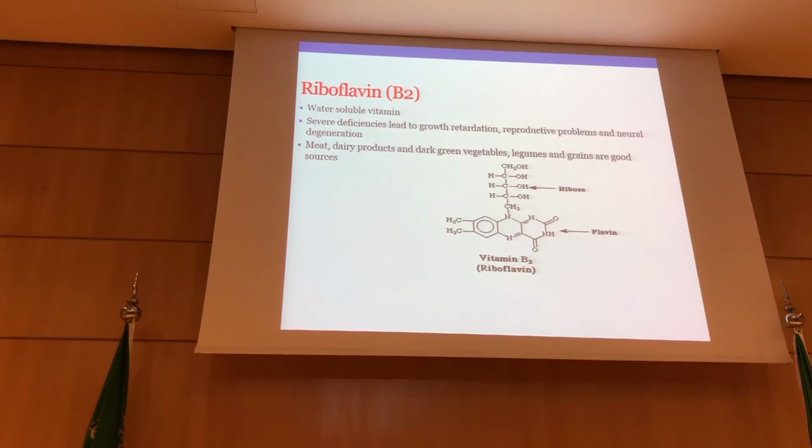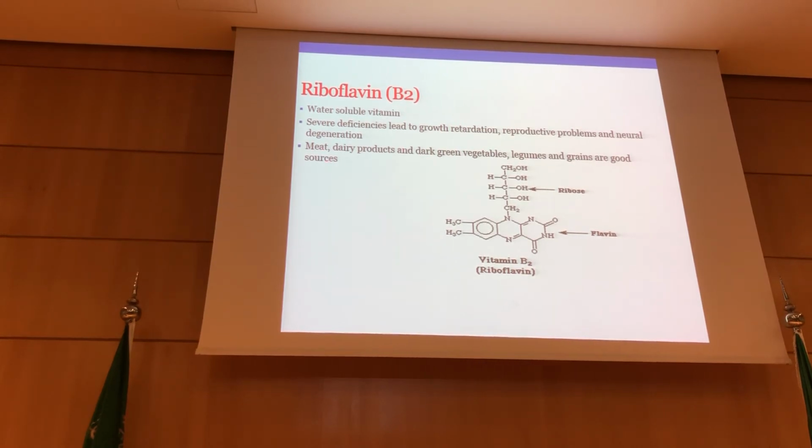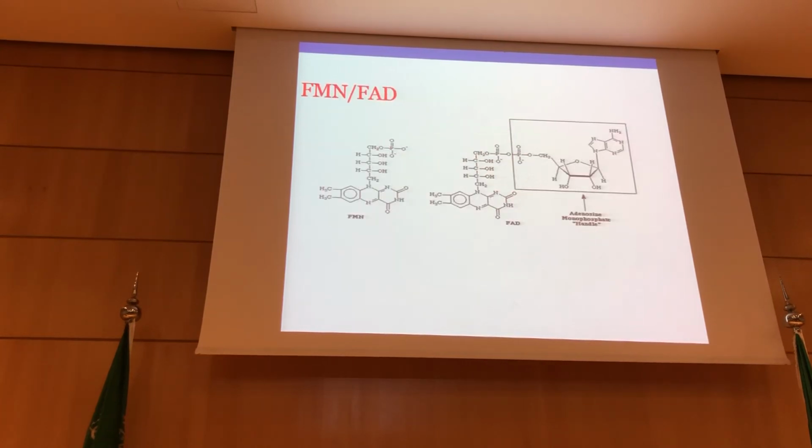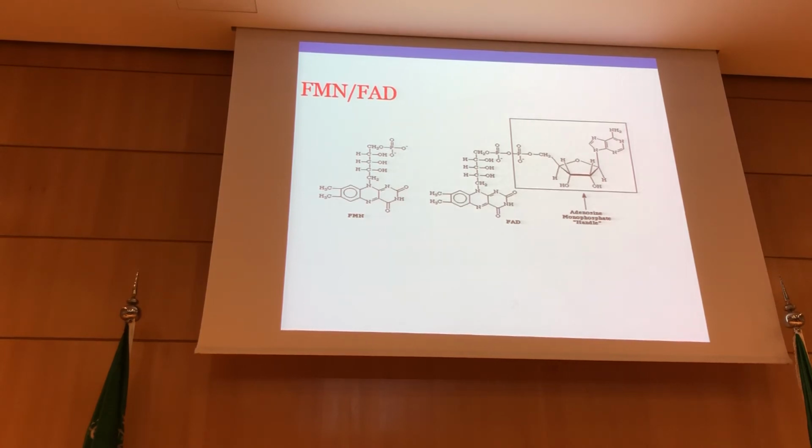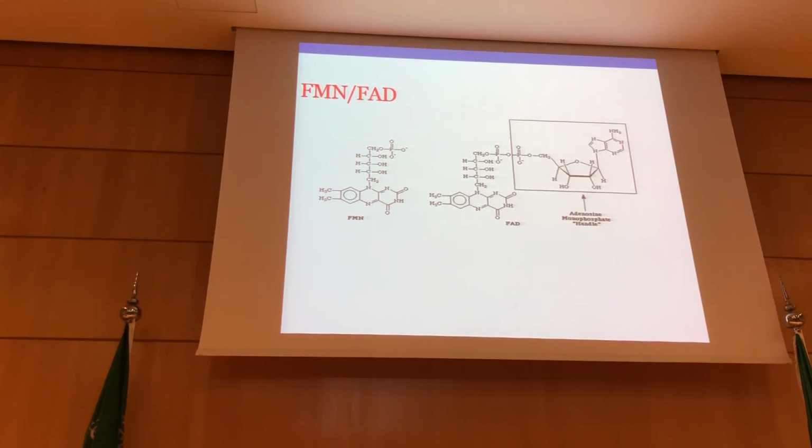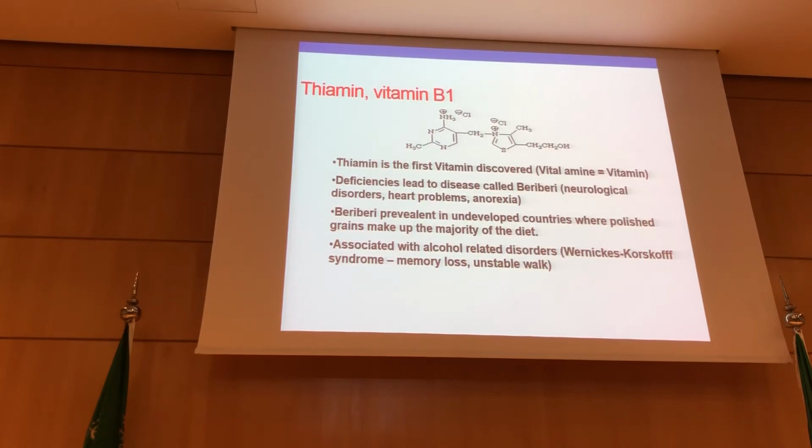Vitamin B2, or riboflavin, deficiency will lead to growth retardation, reproductive problems, and neural degeneration. Now this is the structure, again, no need to study it. It is present in animal products and in the diet including vegetables. Also, grains are a good source of vitamin B2. This is the structure of the coenzyme FMN or FAD derived from vitamin B2. Again, no need to study the structure, but you should know that it is involved in oxidation reduction reactions like NAD and NADP.